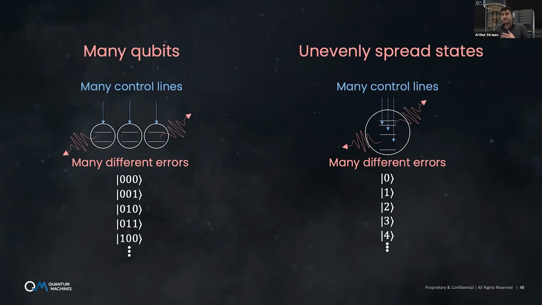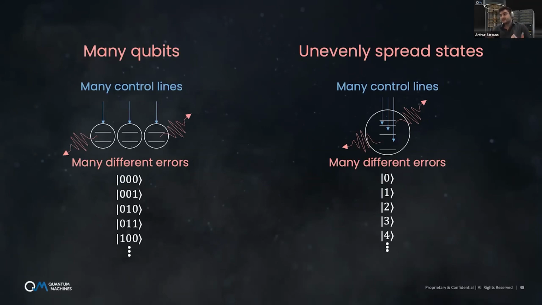Same goes for unevenly spread states, especially for the number of control lines which are required to do that. So here in this case, you would have one single system, right? You would go 0, 1, 2, 3, 4, etc. So you would say, okay, I have one quantum system, which will be subject to a certain number of noisy quantum channels, but that's it.